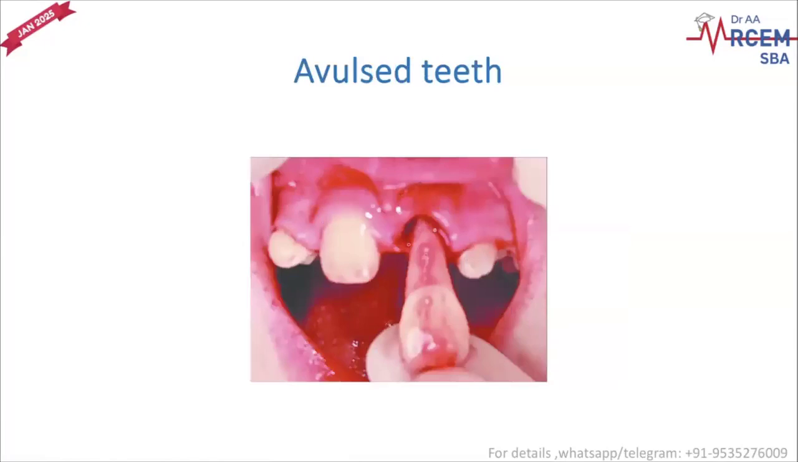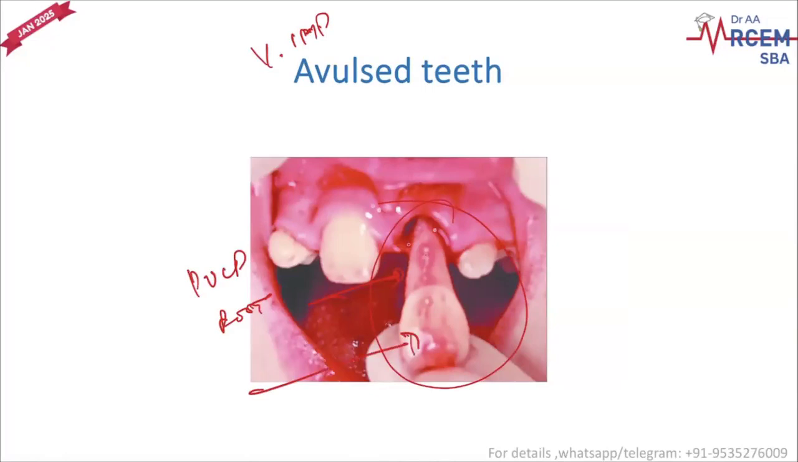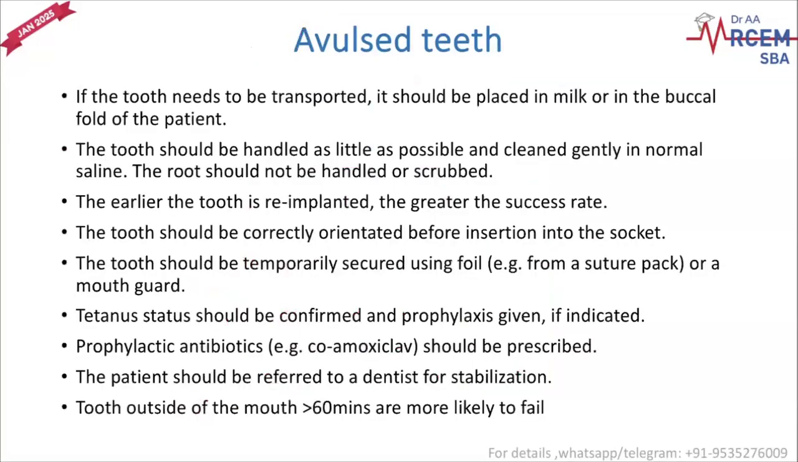Avulsed tooth. Very important. Avulsed tooth means the entire tooth has come out. What you will be doing with this entire tooth? This is known as the root, or pulp, basically root, and this is known as the crown of the tooth. This is the actual tooth which is seen externally. This is the internal part of the tooth.